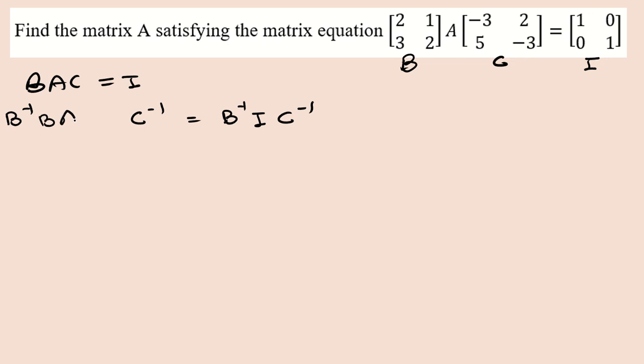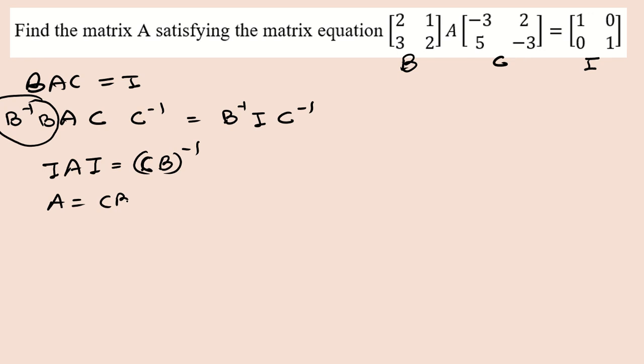So here also pre-multiply with B inverse and post-multiply with C inverse. So it's B A and C. Now B inverse multiplied by B will be identity, and A C multiplied by C inverse will be identity here. On the right side, I will be removed, and B inverse multiplied by C inverse will be C times B whole inverse, because this is from the property of the inverse matrix. So A is equal to C times B inverse. So what we will do here is just multiply C and B.